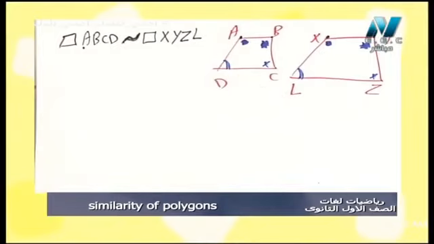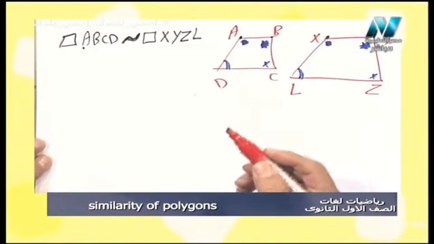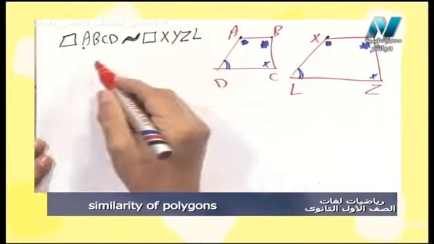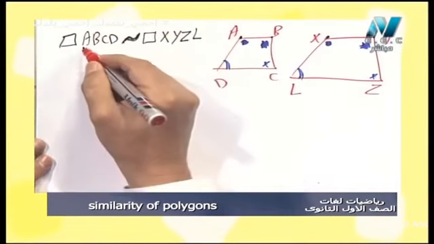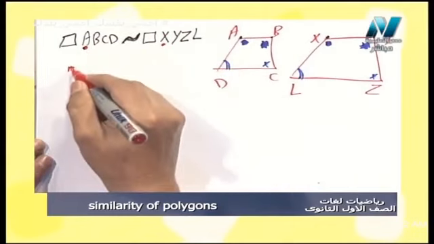And we will deduce something very important. To say the corresponding angles, if these two quads are similar, we say that measure angle A equals measure angle X.